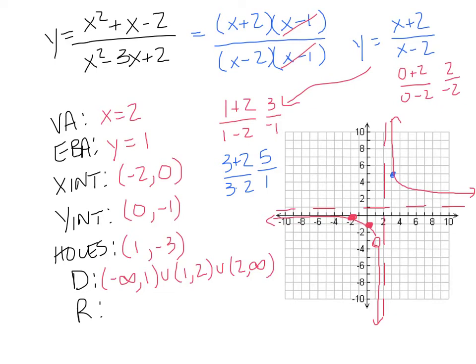The range is going to be similar. You start at negative infinity. You go up to the hole. That's not there. The graph doesn't exist at negative 3. So we got to start up again on the other side of negative 3. Go up to the end behavior asymptote, which is 1. Then start up again after that.